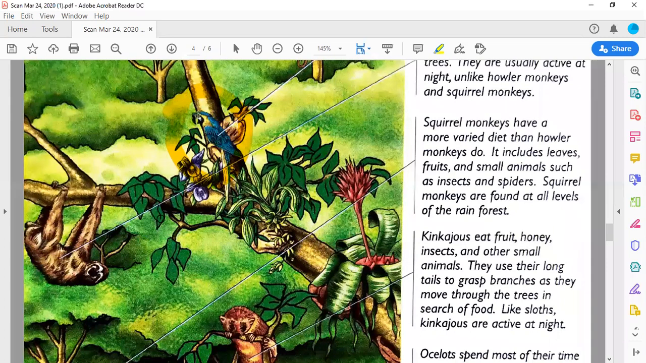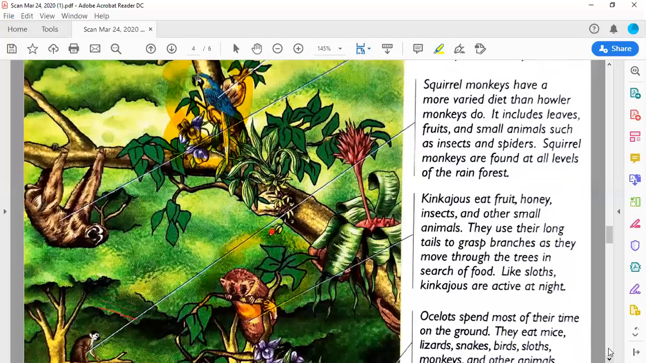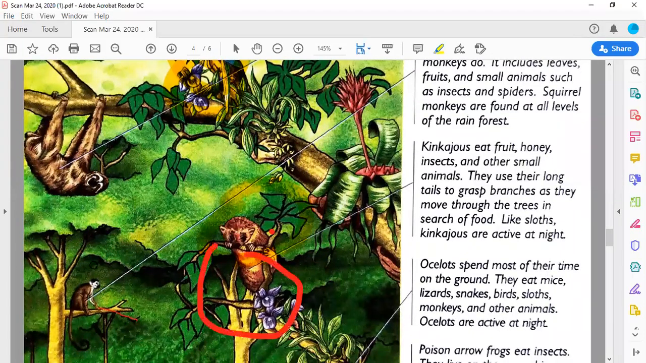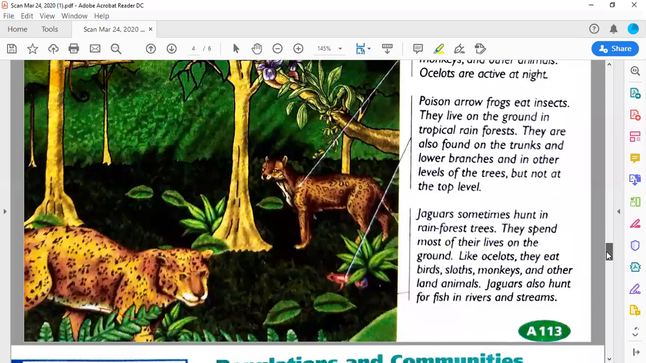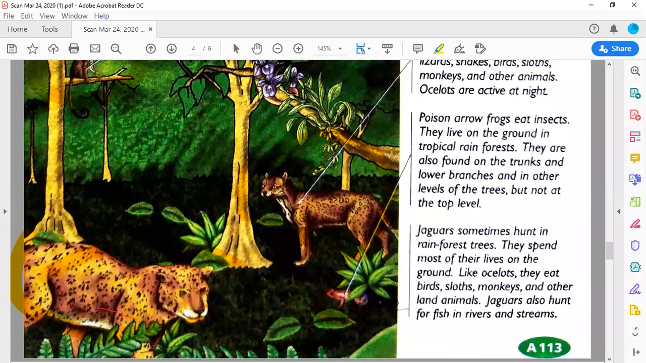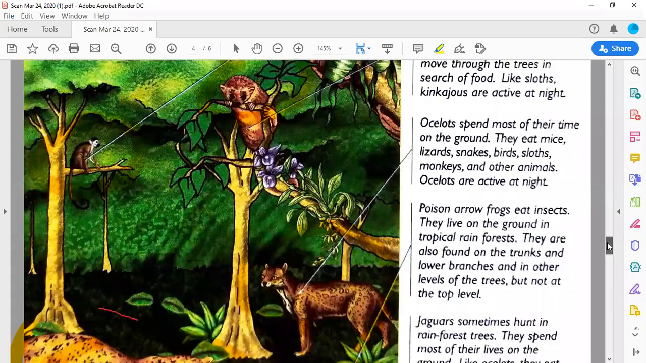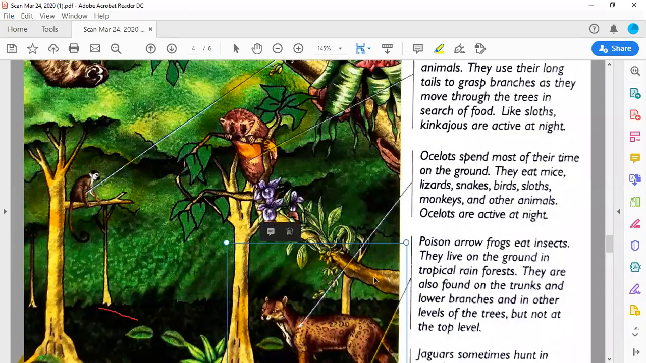Okay, and we have orchids over here. We have another animal over here. All these animals are living things, the plants as well, and they belong to the same ecosystem, okay? And they have a specific niche, which means they have a specific role in the ecosystem, okay? We have different animals. We have jaguars, poison arrow frogs, which is this one over here. We also have ocelots. This is an ocelot.